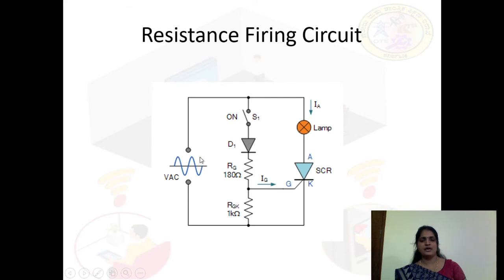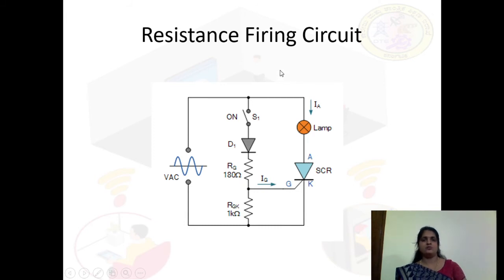This is the AC input, VAC, which is applied to this SCR, where the SCR is connected in series with the input, and in between we have an option of a switch, one diode, and one resistance. This resistance is connected to the gate terminal, that's why it is called the gate resistance or R1. And one more resistance is connected between the gate and the cathode terminal, called RGK, with a value of 1 kilo ohm.